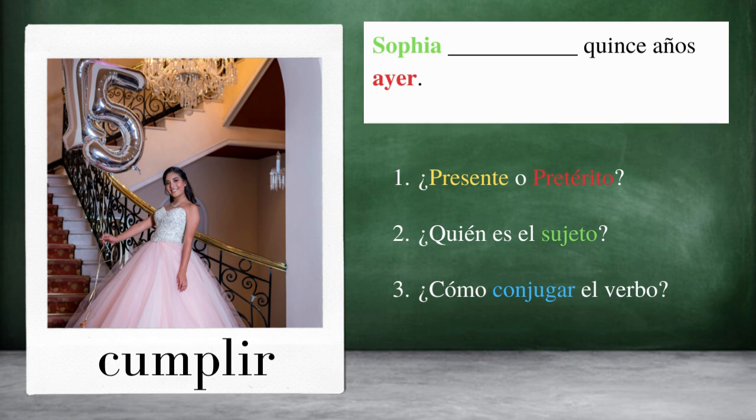Now we can answer the third question. ¿Cómo puedo conjugar el verbo? How can we say she accomplished 15 years or she turned 15 years old yesterday? Cumplió. Did you remember to put the accent on the O?